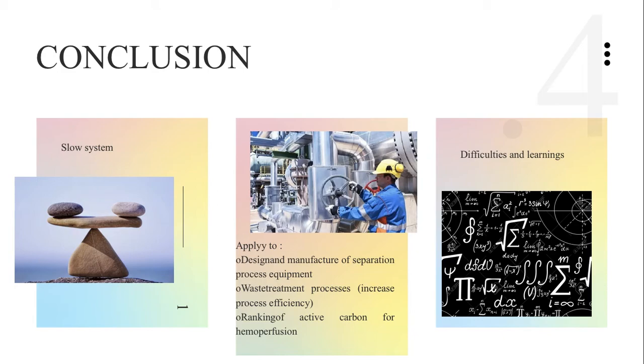It can be concluded that the value of Kc indicates how fast the mass transfer by convection is. So with our result, it can be said that the system will be slow. Also, this method is viable because it gives you the properties of the fluid and also the geometry of the system. This method can be applied in design and manufacture of separation process equipment and waste treatment processes.